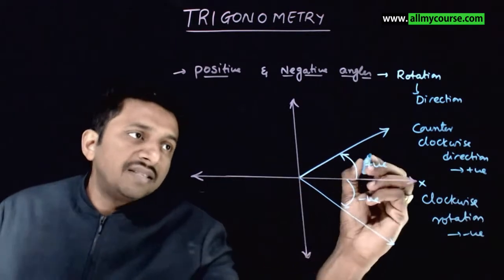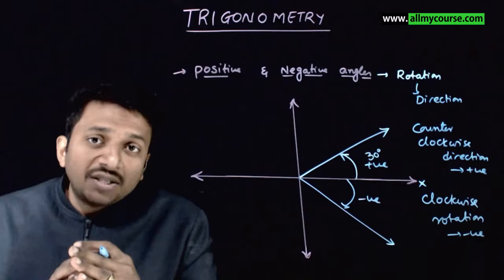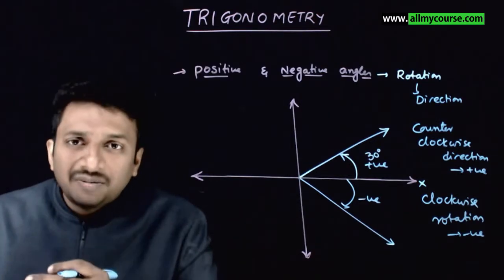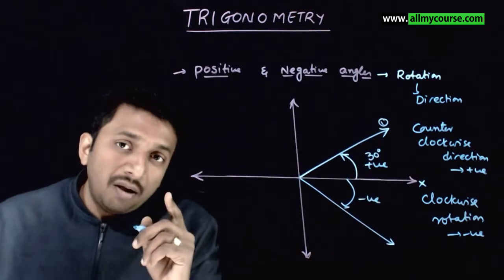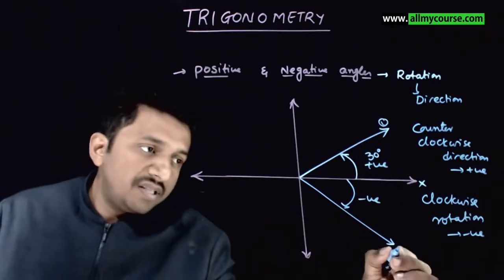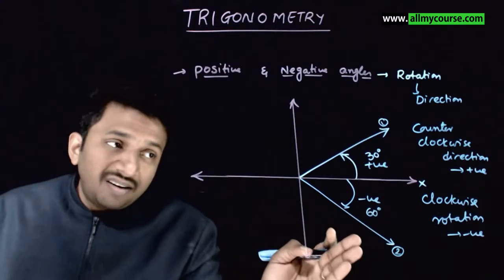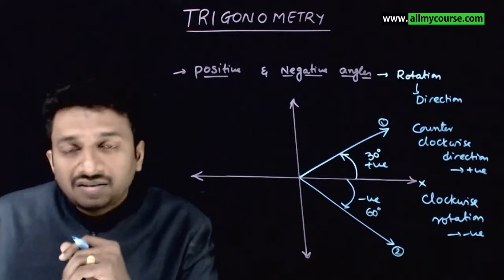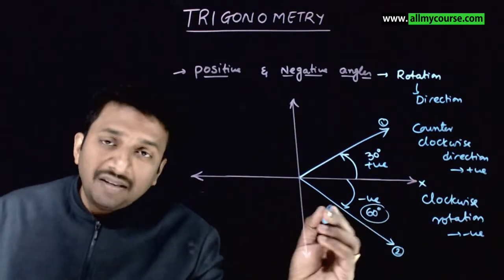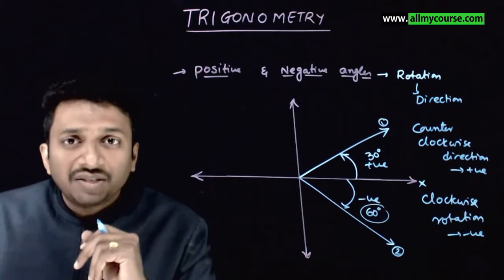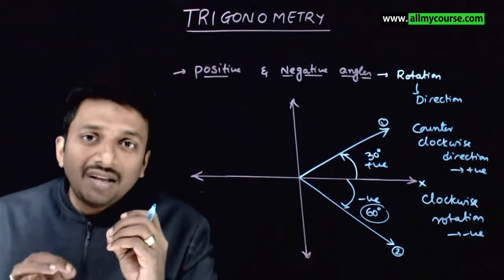That is, if this angle is 30 degrees, I say that the ray has rotated through an angle of plus 30 degrees. This is ray 1. Ray 1 has rotated through an angle of plus 30 degrees. And if this is ray 2 and this angle is 60 degrees, I say that the ray has rotated through minus 60 degrees. This number does not change, but I add a minus here just to say the direction in which it has rotated. The minus doesn't have any physical meaning. Minus just says that the rotation is clockwise.